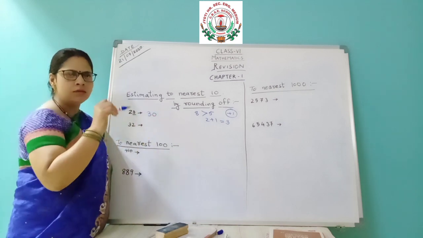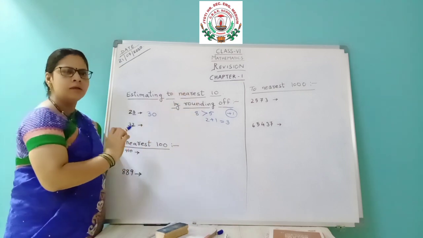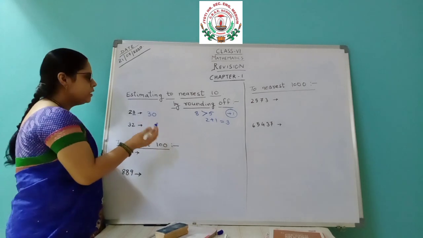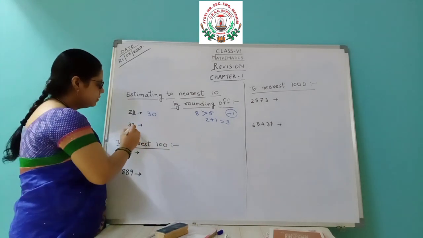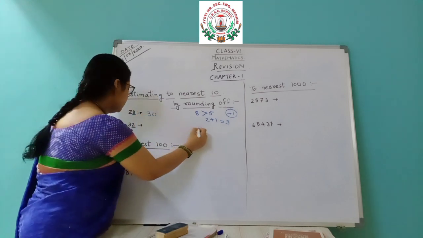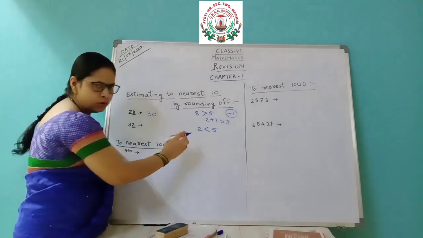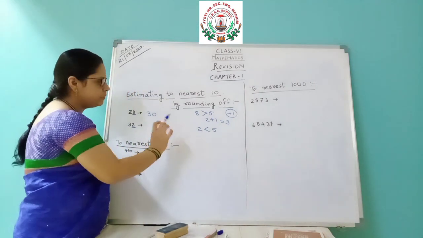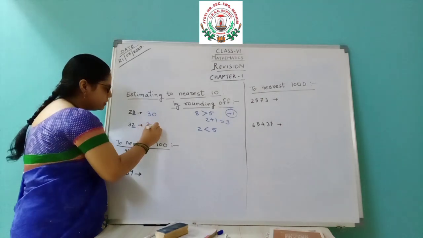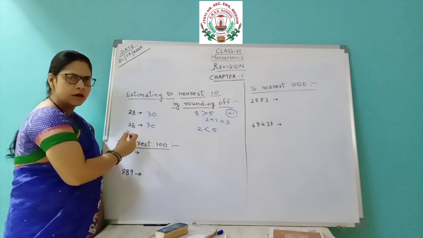Round off means round is circle, circle means 0. So only one 0 should come at the last digit. So that is 30. Now second question. Last digit only you have to check. Only one digit, the last digit. Now it is 2. This 2 is less than 5. So you don't have to do anything, plus or minus, in the previous digit. It will be as it is. So it is 3 and 0. That is 30, the estimation of 32.